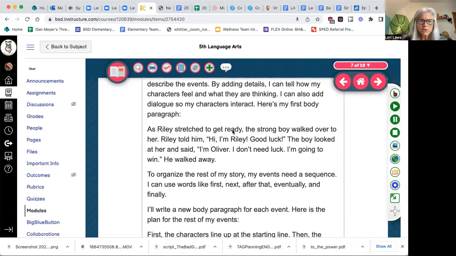The strong boy walked over to her. Riley told him, Hi, I'm Riley. Good luck. The boy looked at her and said, I'm Oliver.